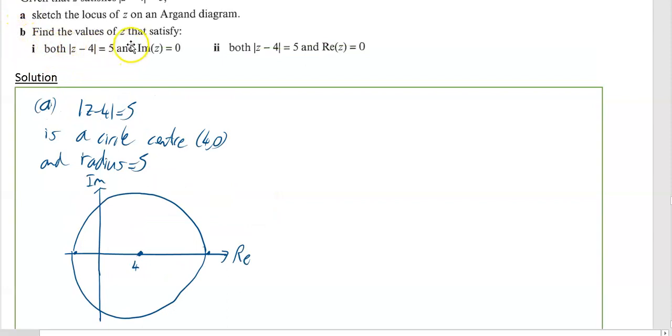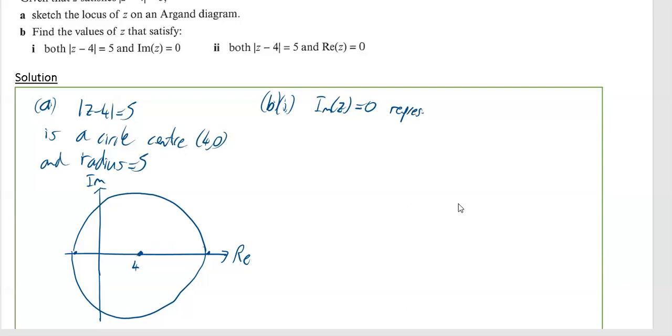Okay, next one says find a value of z that satisfies both modulus of z minus 4 is equal to 5 and imaginary part of z is equal to 0. Right. For this one, for the imaginary part of z, I'll do this over here. Sorry, this is B part 1. B part 1, imaginary part of z equals 0 represents the real axis.